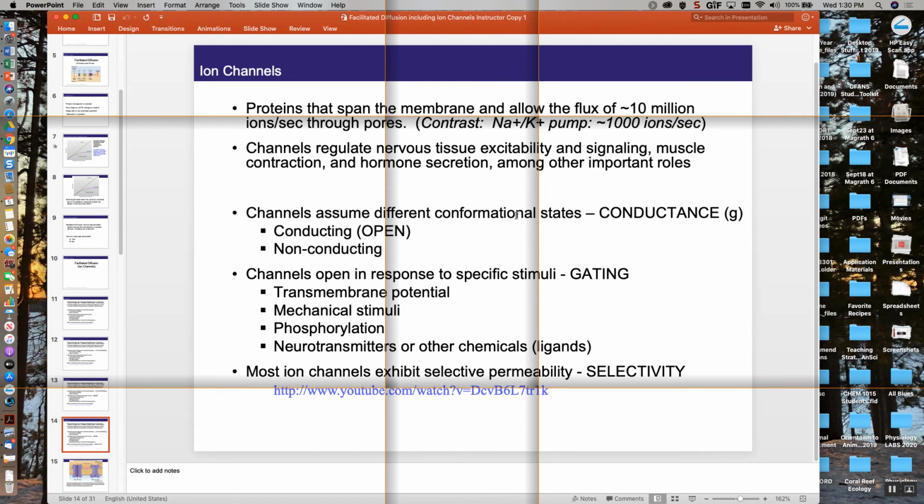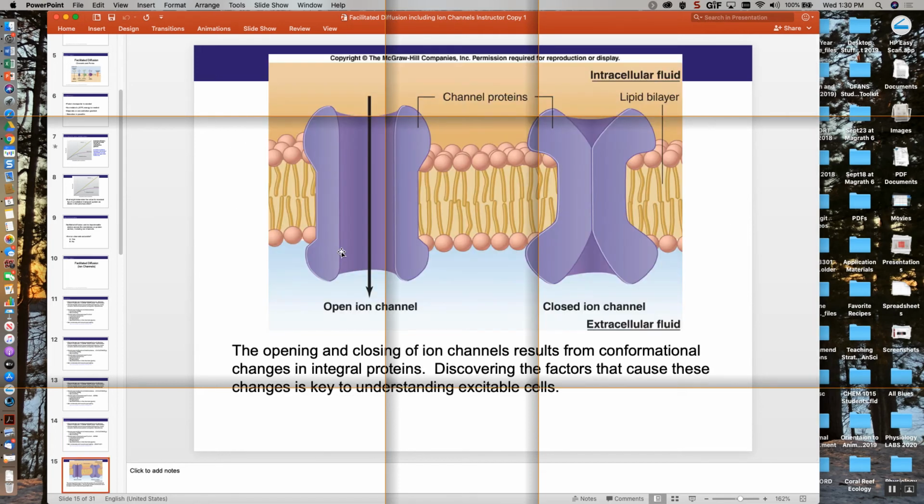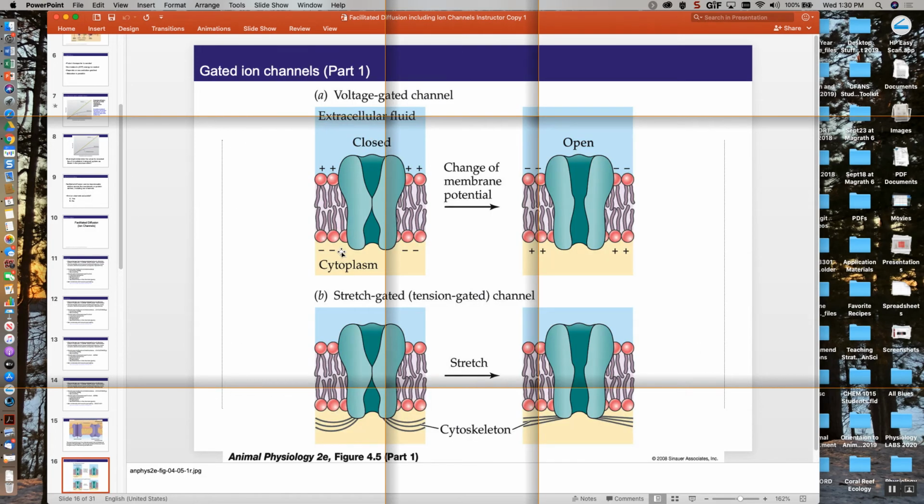All right, let's go straight to gating. This is our second property. There are different ways to open and close various ion channels. We're going to talk about 4 here. All right, voltage-gated channels, they open when the membrane voltage changes.